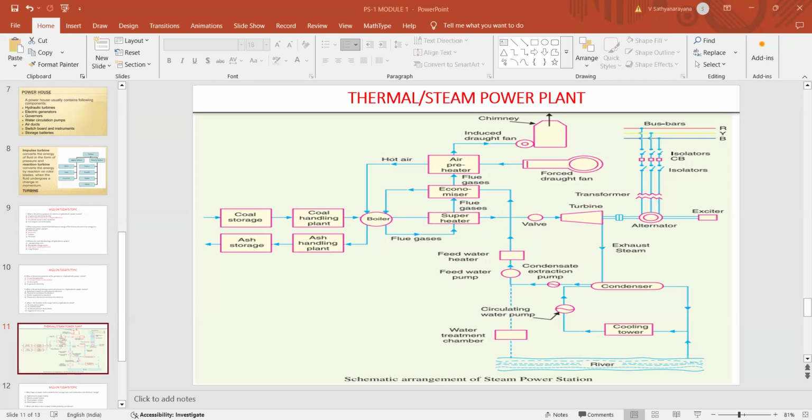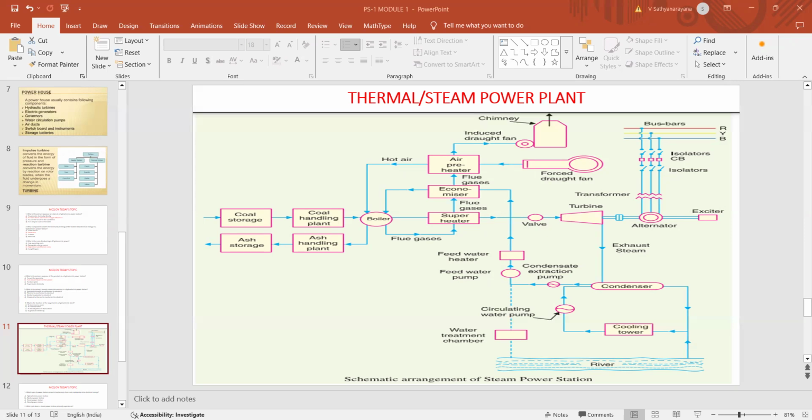But there are also drawbacks, the major drawbacks of the thermal station. The major drawback is pollution. Why is the pollution happening? It will pollute the atmosphere due to what reason? The production of a large amount of smoke. This is the major drawback which creates pollution from a thermal power station.